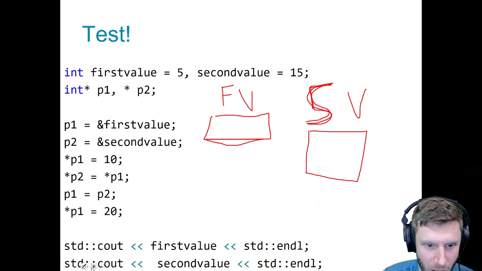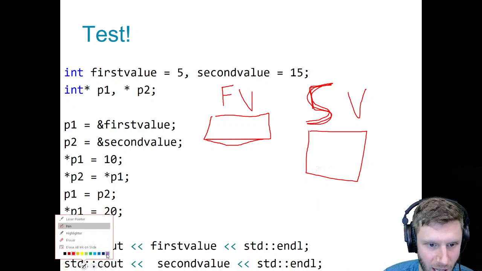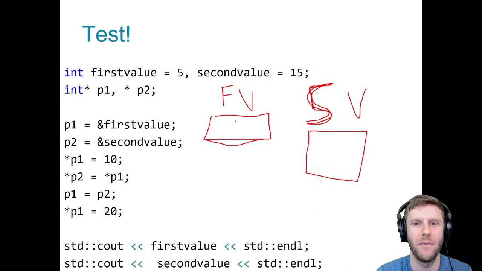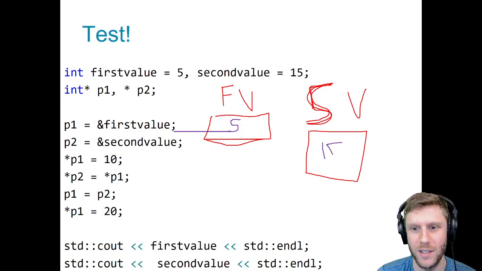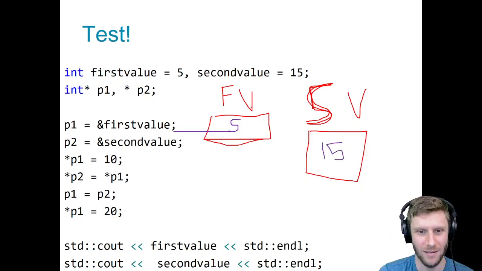And what are we putting inside? Well, I'm putting in 5. And over here, we've got 15. Okay, so far so good, right?